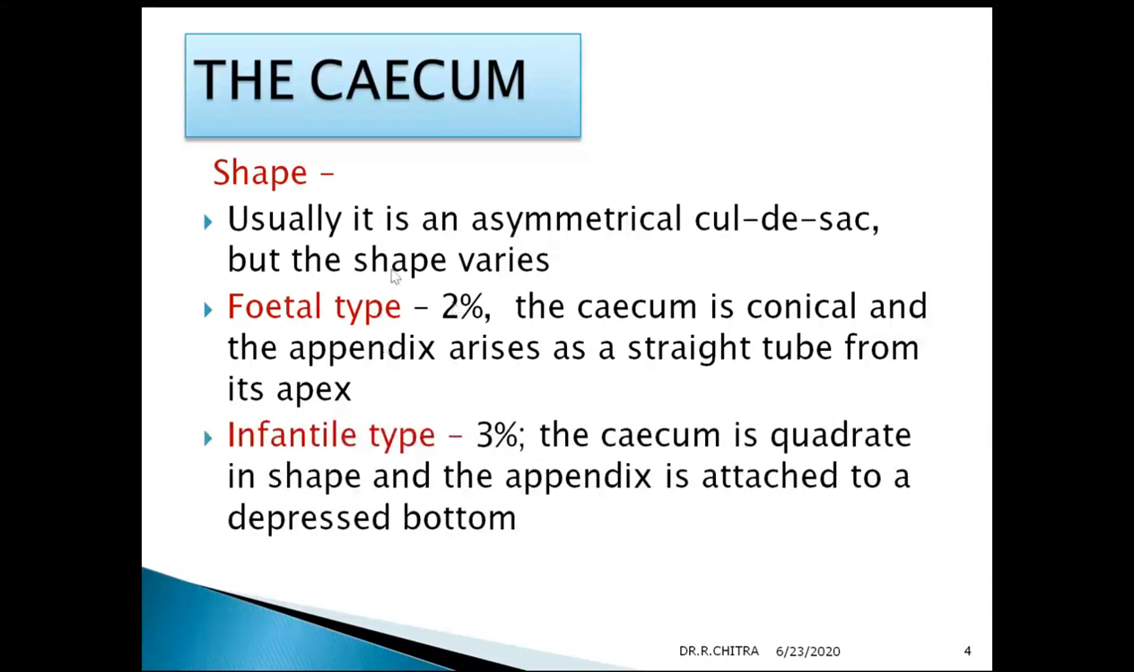Next type is the infantile type. This is 3% common in the population, and it is quadrate in shape, and the appendix is attached to the depressed bottom of the quadrate shape. So these are the two different types, fetal type and the infantile type.